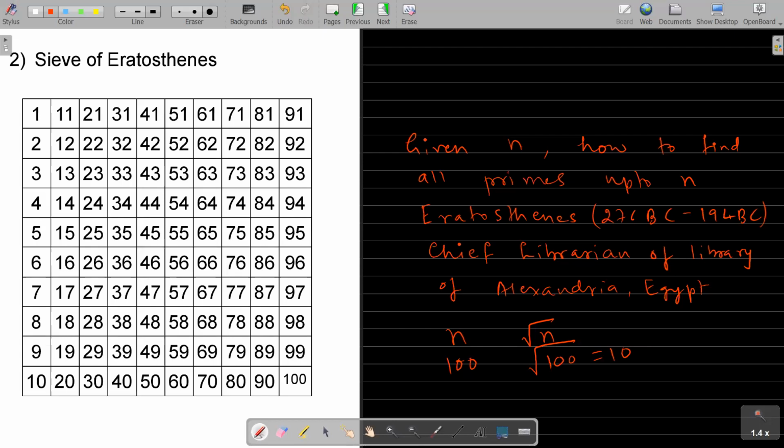Yeah, so let's see what the method was. 1 is not prime by definition, and the first uncut number, 2, is prime.